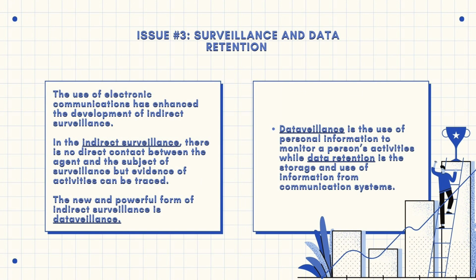The third issue is surveillance and data retention. The use of electronic communications has enhanced the development of indirect surveillance. In the indirect surveillance, there is no direct contact between the agent and the subject of surveillance, but evidence of the activities can be traced. The new and powerful form of indirect surveillance is dataveillance. Dataveillance is the use of personal information to monitor a person's activity, while data retention is the storage and use of information from communication systems.